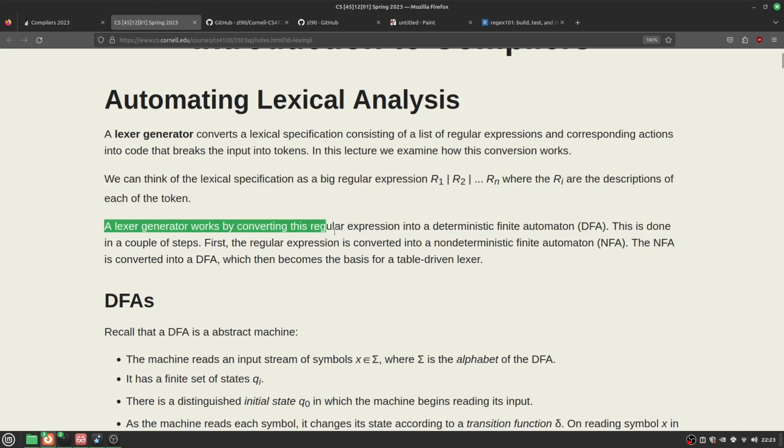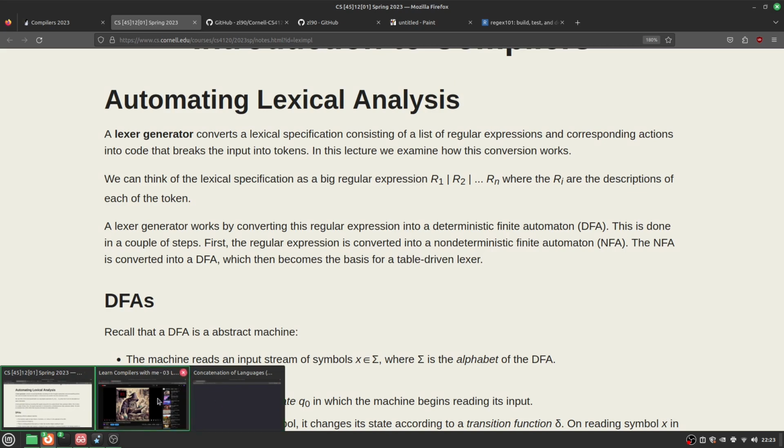Okay. A lexer generator works by converting this regular expression into a deterministic finite automaton. This is done in a couple of steps. First, the regular expression is converted into a non-deterministic finite automaton. The non-deterministic finite automaton is converted into a deterministic finite automaton, which then becomes the basis for a table-driven lexer. I'm not sure what a table-driven lexer is.